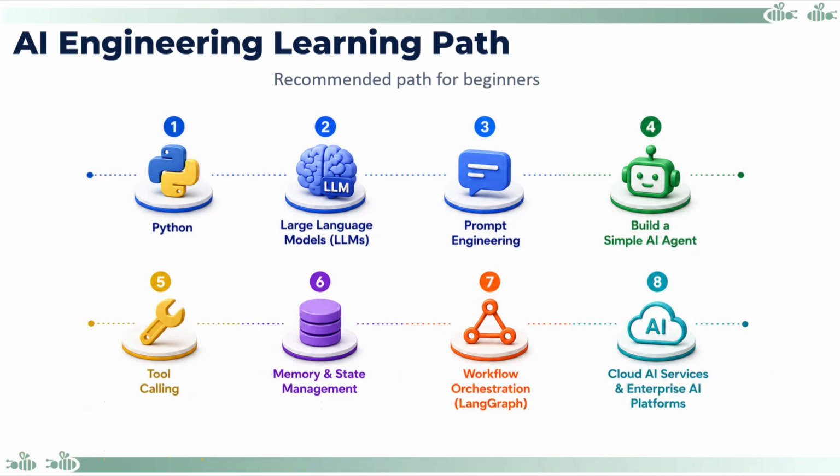If you are starting your AI engineering journey, this is the learning path that I personally recommend based on my experience. Start with Python, learn how large language models work, understand prompt engineering, build a simple AI agent, for example, reading CSV data or calling some APIs. Then learn tool calling, understand memory and state management, then move to workflow orchestration frameworks like LangGraph, and finally explore cloud AI services and enterprise AI platforms. If you follow this order, believe me, every new technology will make much more sense because you will already understand the building blocks behind it.